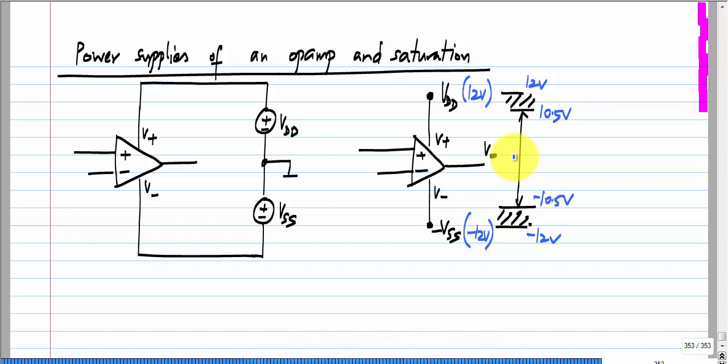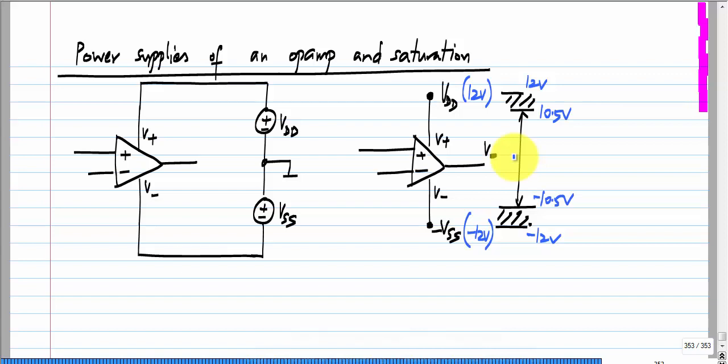For the op amp to behave like a voltage controlled voltage source, some limits have to be placed on the output voltage V naught, and that limit is set by the supply voltages which are connected to the op amp. In reality, the limits on V naught will be a little less than the difference between the power supplies. That is, it cannot go all the way up to VDD, nor can it go all the way down to VSS.